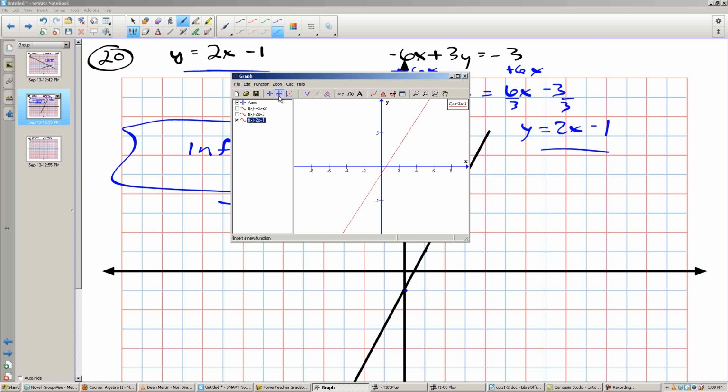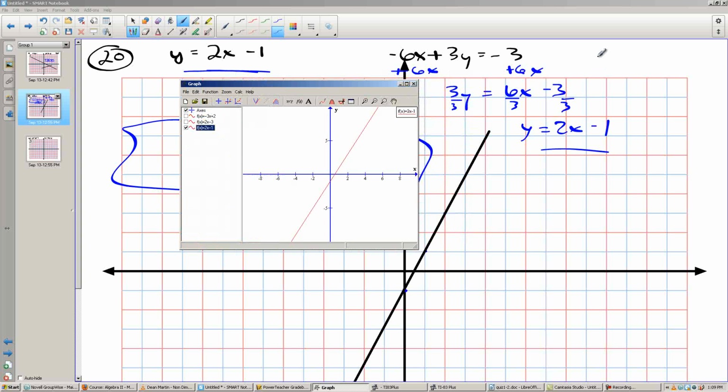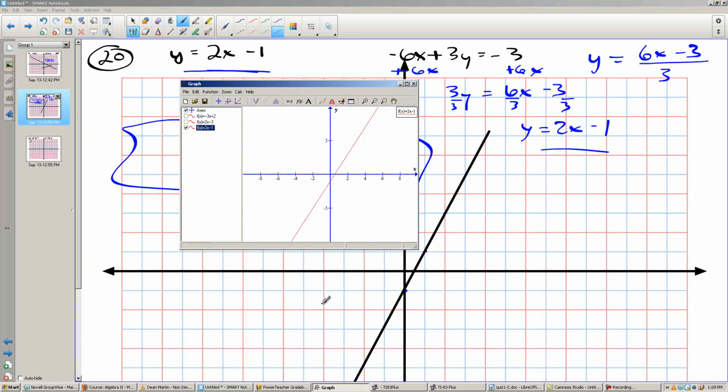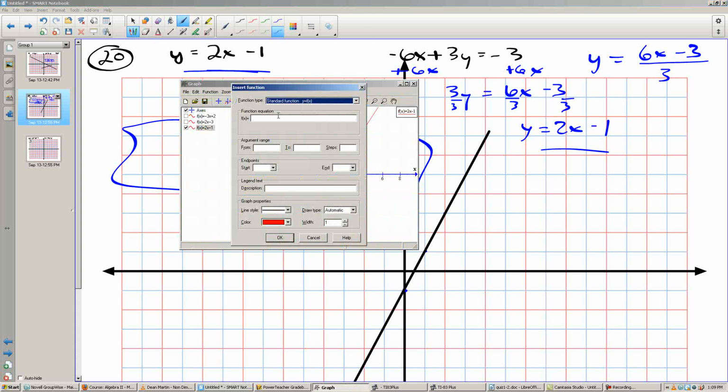Now let's say that I wanted to graph the other one, but I hadn't done the divided by 3 completely. So I'm going to come over here. Let's say that I had y equals 6x minus 3 all over 3. See, now I can't tell that they look identical. It's solved for y, but it's not simplified completely. So let's see how it would look if I typed that in. Again, I pick a function. I would need parentheses around the numerator to keep the calculator from misunderstanding. So parentheses, 6x minus 3. I'm going to close the parentheses, and then I'm going to divide by 3.